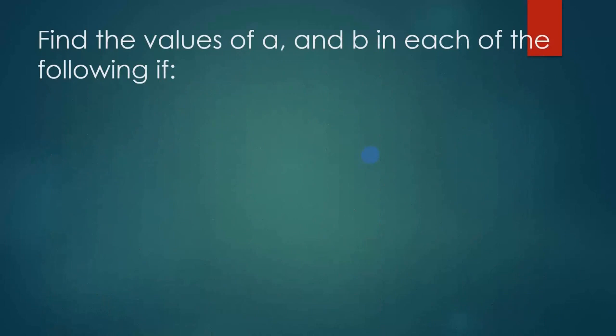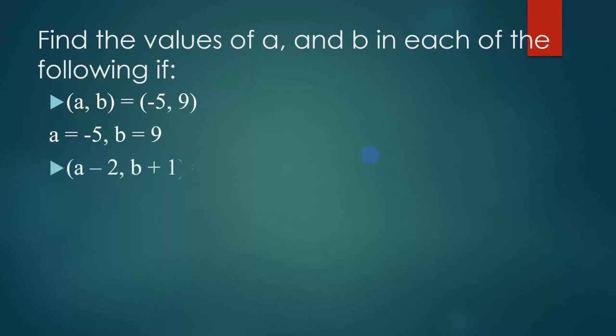As an application on the equality of two ordered pairs, let's solve these problems. Find the values of A and B in each of the following. If (A, B) equals (-5, 9), pretty clear. A equals -5, first equals first, and B equals 9, second equals second.